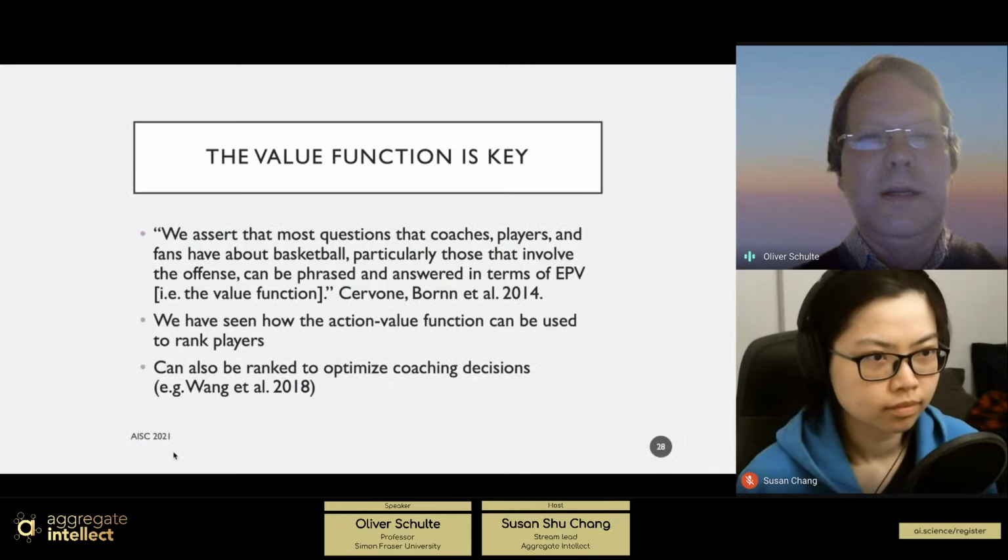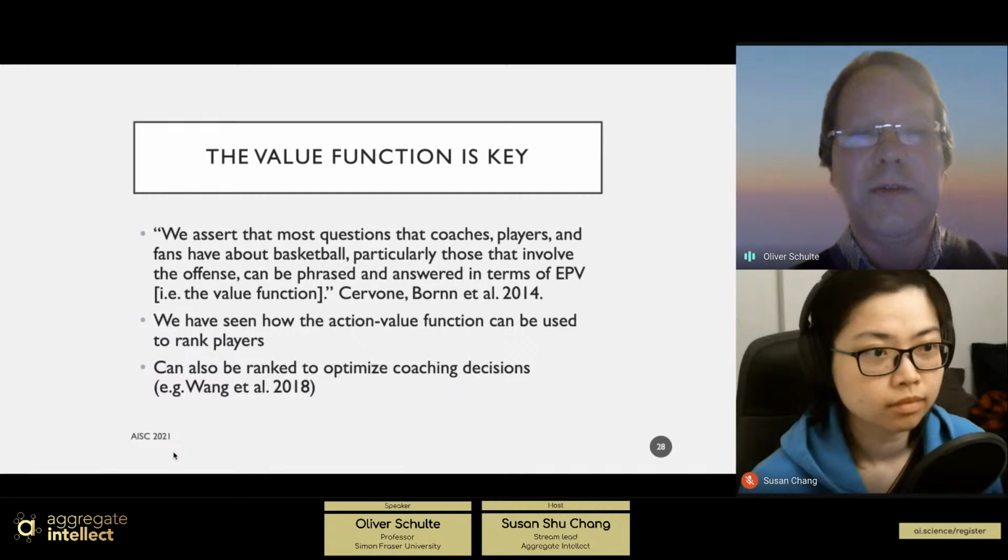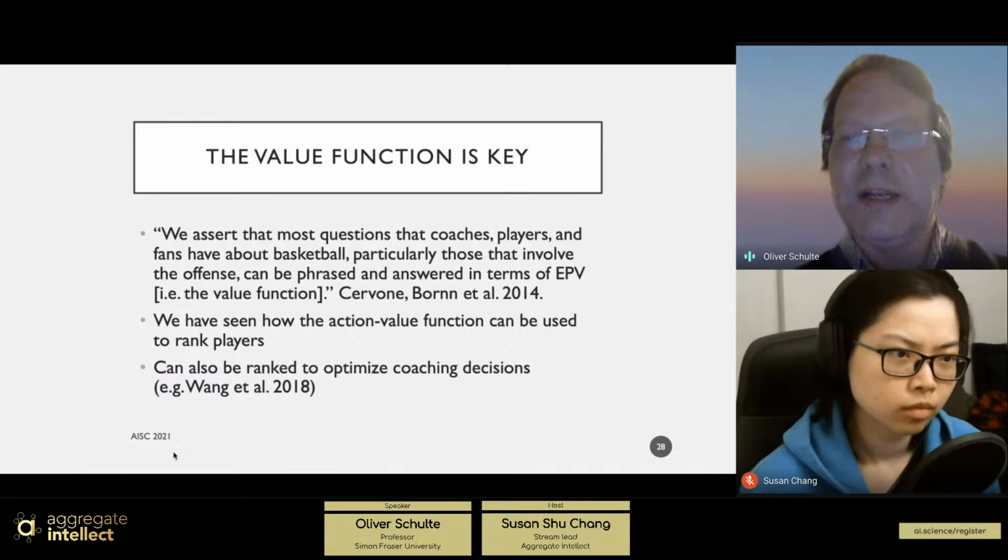Okay, so just to emphasize the message here, the value function is key. The Harvard group, I think, phrased this very nicely in a 2014 paper. They said, we assert that most questions that coaches, players, and fans have about a sport, particularly those that involve the offense, can be phrased and answered in terms of the value function.